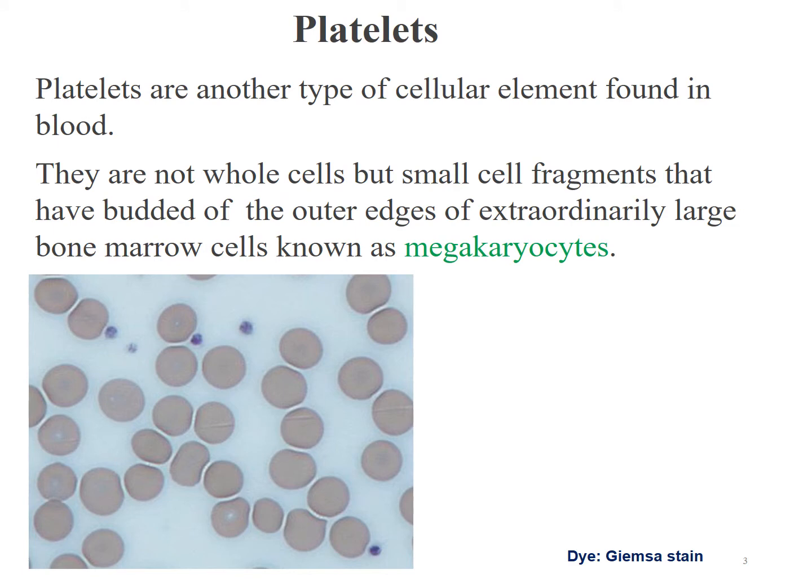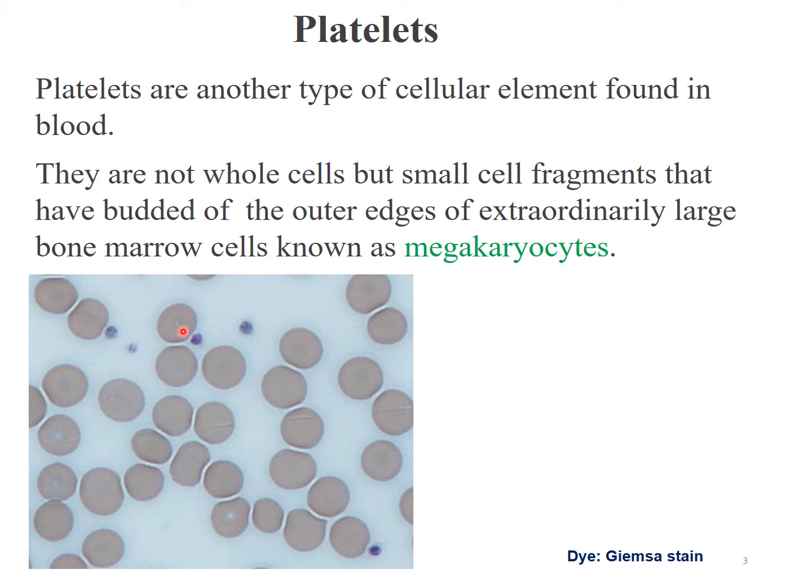Of all the components in the blood, platelets are essential to hemostasis. Platelets are not whole cells, but rather fragments of cells budding from the megakaryocytes that originate from the bone marrow cells. Under a light microscope, platelets are seen as these purple or bluish dots. They have a diameter of roughly 1/5 of the red blood cell.